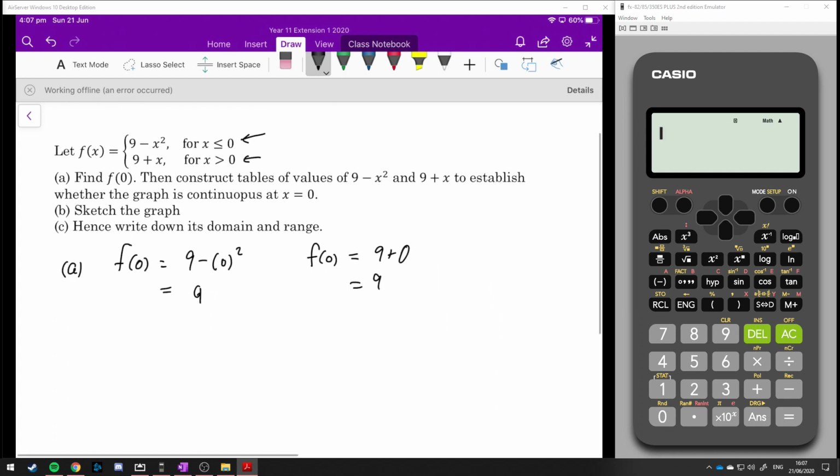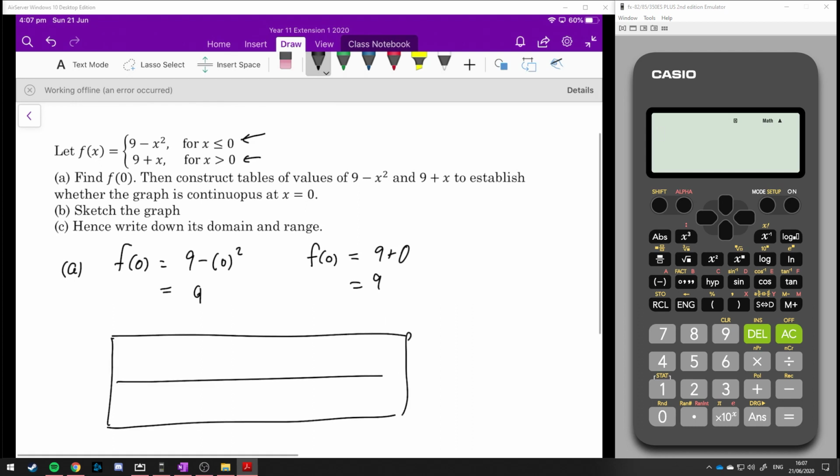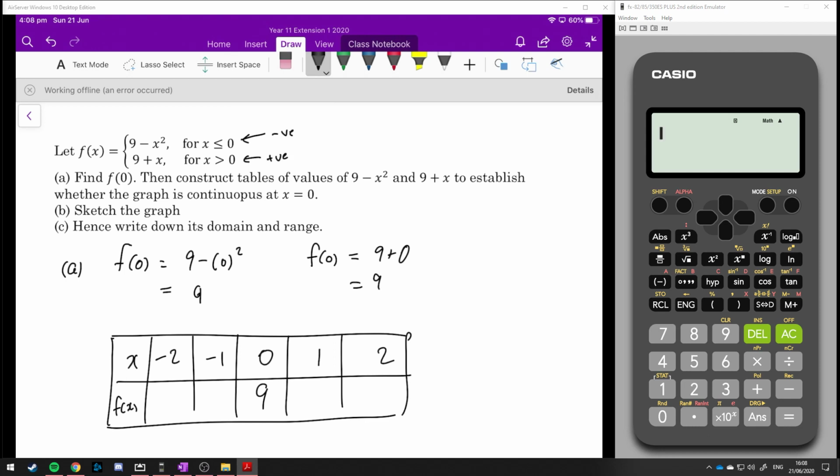So when we draw up our table of values, we're going to have our x and our f of x, and we're going to go -2, -1, 0, 1, 2. So at 0, we've got 9. Now, if we're putting in positive numbers, we're going to be using our second definition. And if we've got negative numbers, we're going to be using the first.